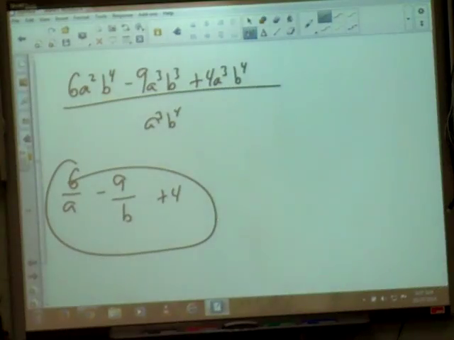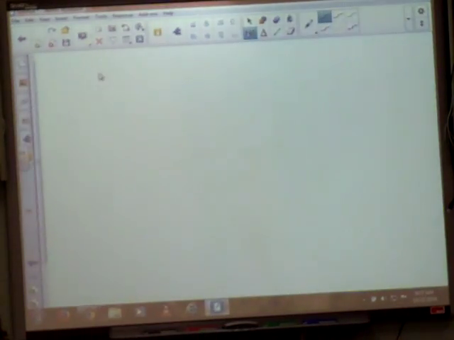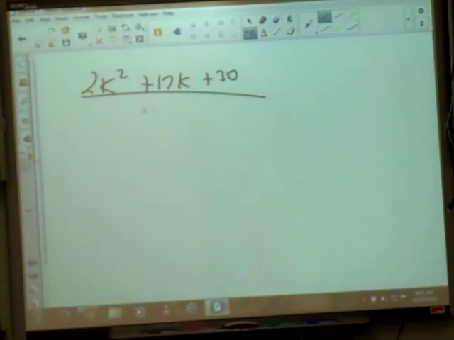Alright, now let's do divide by a binomial. Two things on the denominator. So we've got 2k squared plus 17k plus 30. And we're going to divide that by k plus 6. Now we're dividing by that whole thing on the bottom. So I can't just divide each piece by k and then divide each piece by 6, because k plus 6 is a whole piece, you can't pick that apart.